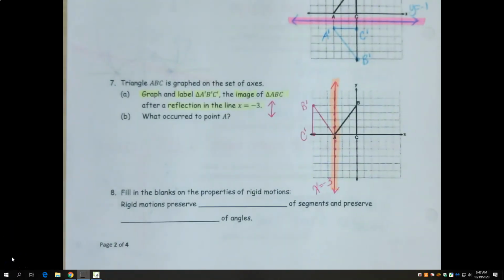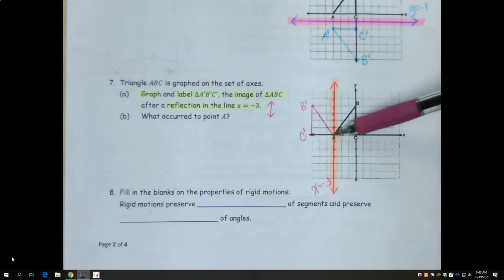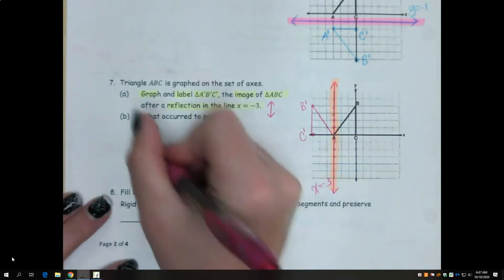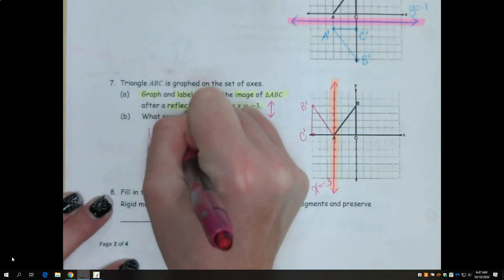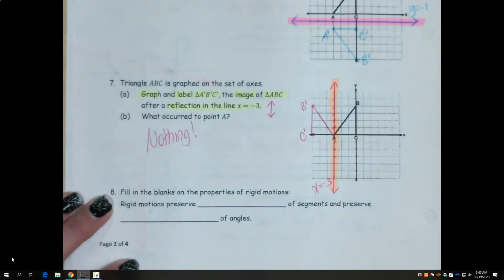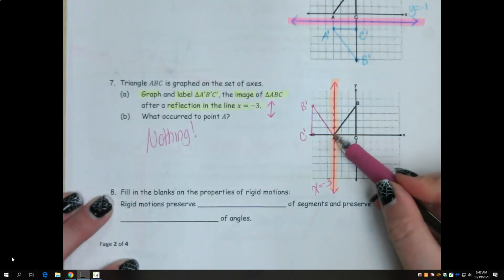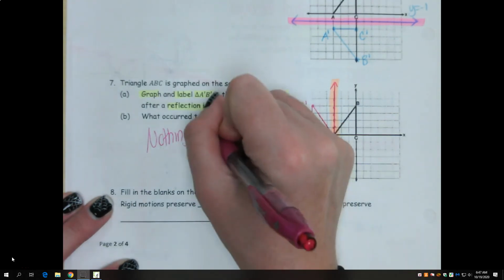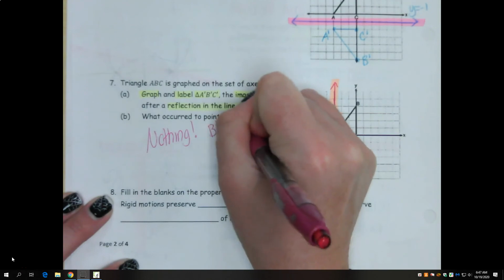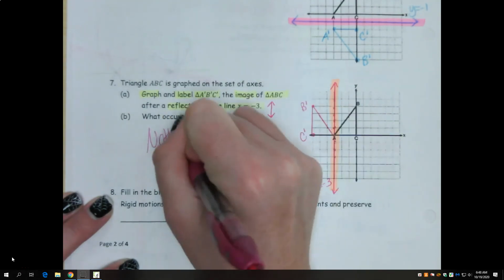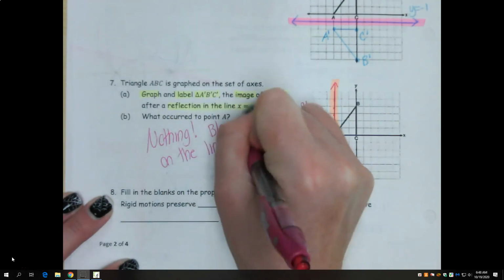All right, so after we reflect, this is where triangle A, B prime, C prime would be located. Notice how I only said B and C have a prime, A did not. So as we look at part B, it says what happened to point A? I'm going to say absolutely nothing happened to point A. All right, A is on the line of reflection, so I can't count boxes to move it. It just stays in that one spot. So I'm going to say nothing because it is on the line of reflection.